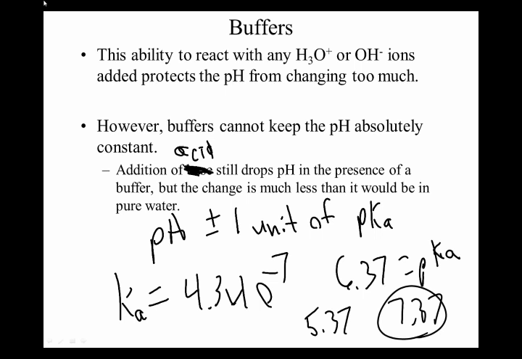So the balance, you just have to tweak your buffer. If you want to keep it at a lower pH than the pKa, then you need more acid, more of the conjugate acid in the system.